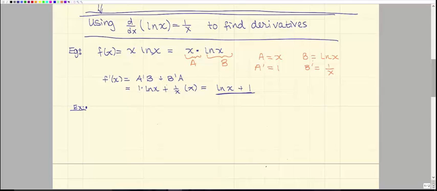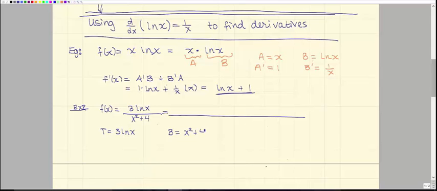Here's a second example. Let's suppose we look at the function f of x equals 3 natural log x over x squared plus 4. To obtain the derivative of this function, I'm going to use the quotient rule. So I'm going to consider my top function to be the 3 ln x. My bottom function is the x squared plus 4. The derivative of the top, by the constant multiple rule, should be 3 times the derivative of natural log x, so 3 times 1 over x, and the derivative of the denominator is 2x.